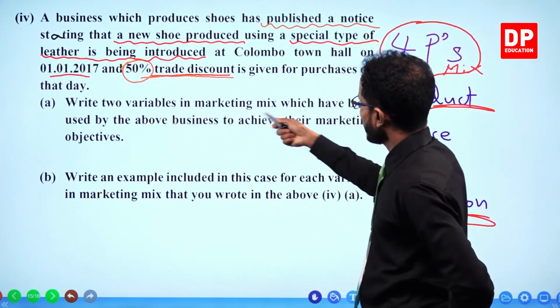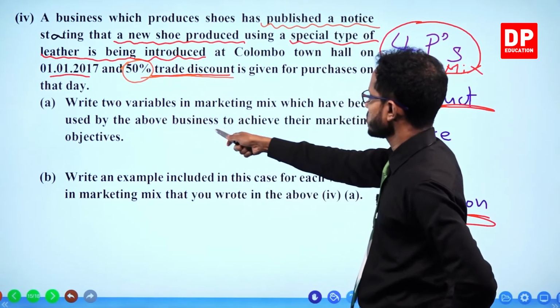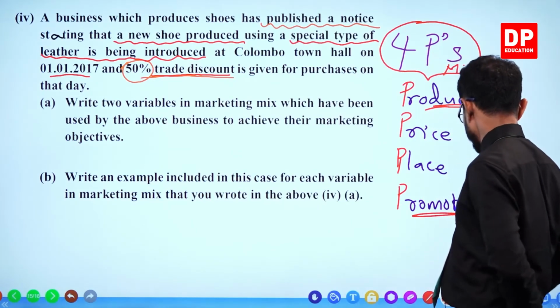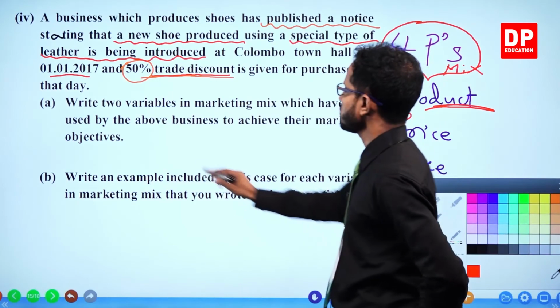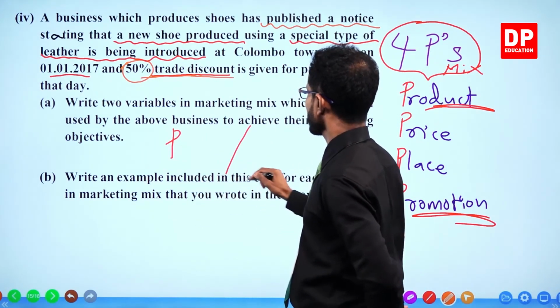Write 2 variables in the marketing mix which have been used by this business to achieve their marketing objectives. The 2 variables of the marketing mix: product, promotion.